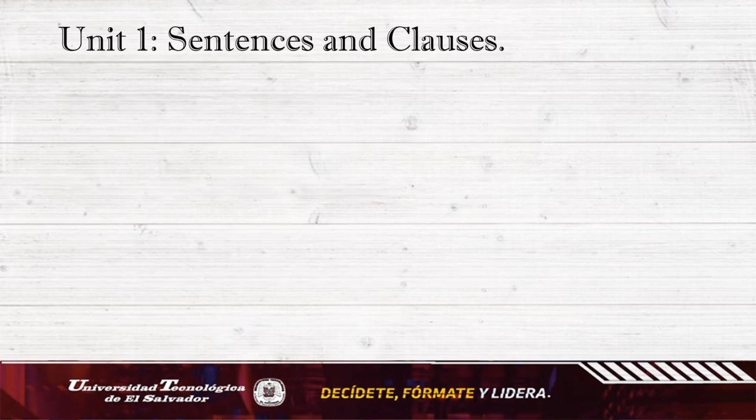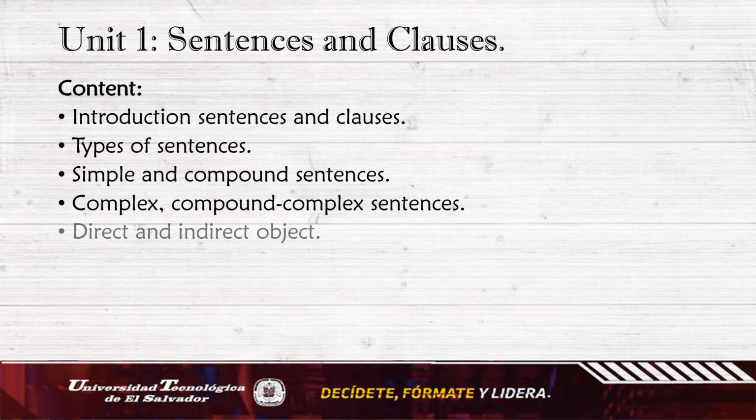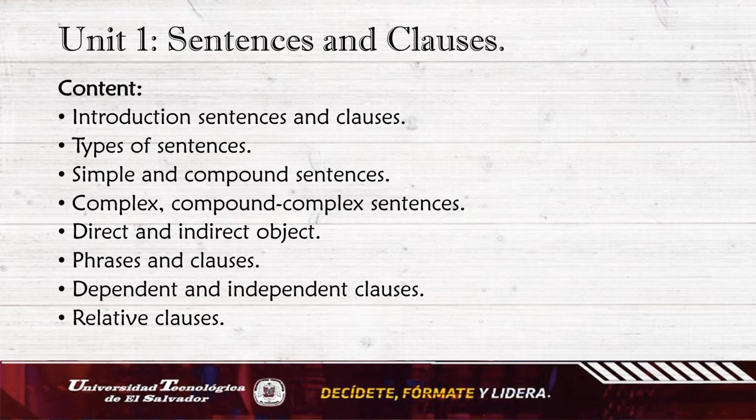Unit 1, Sentences and Clauses. In this unit, we will talk about what sentences and clauses are, the types of sentences: simple, compound, complex, and compound complex sentences. We will also address the direct and indirect object, the difference between phrases and clauses, dependent and independent clauses, and finally relative clauses and pronouns.